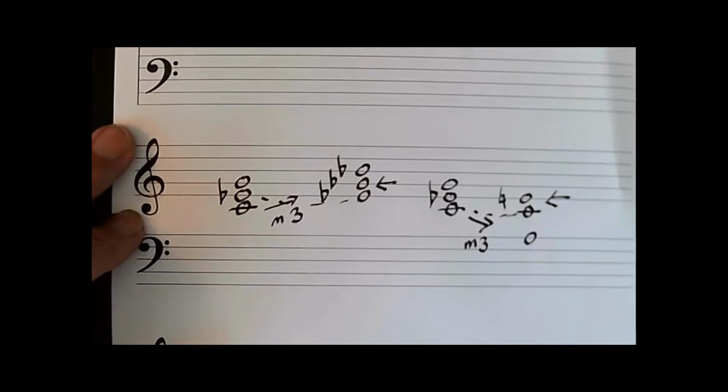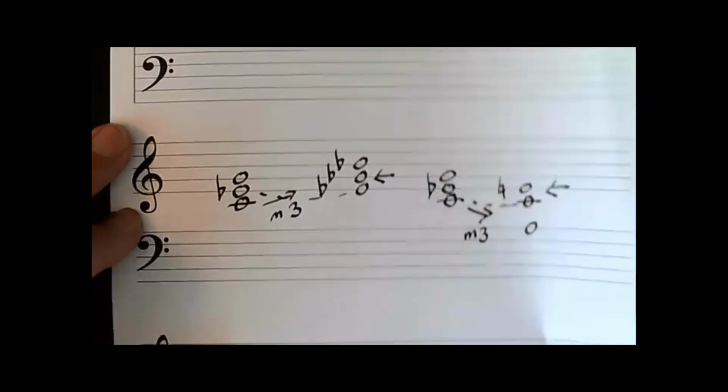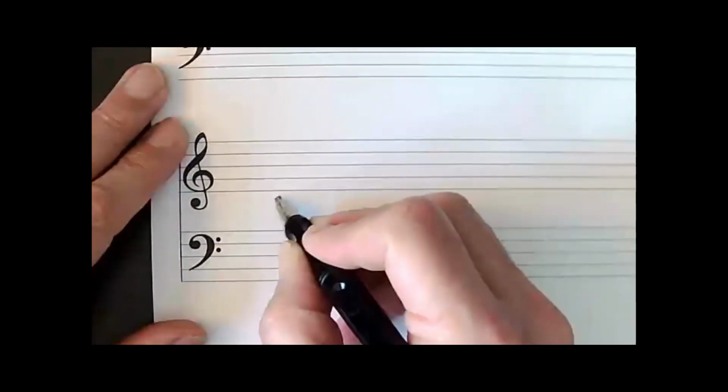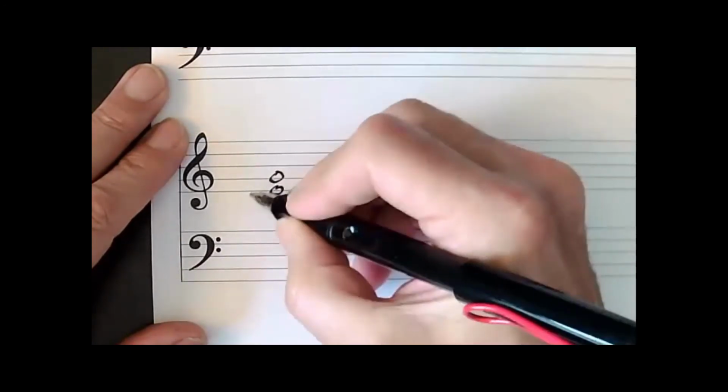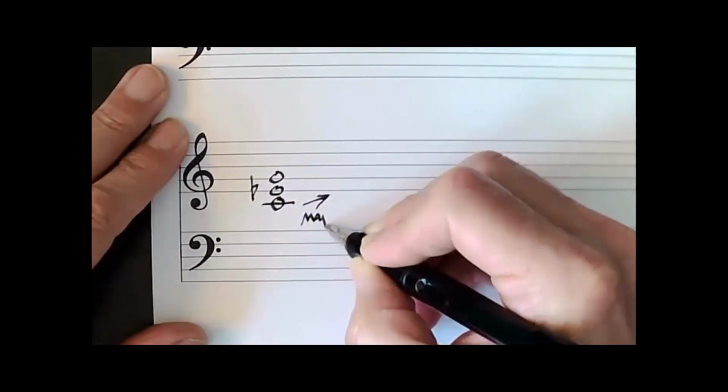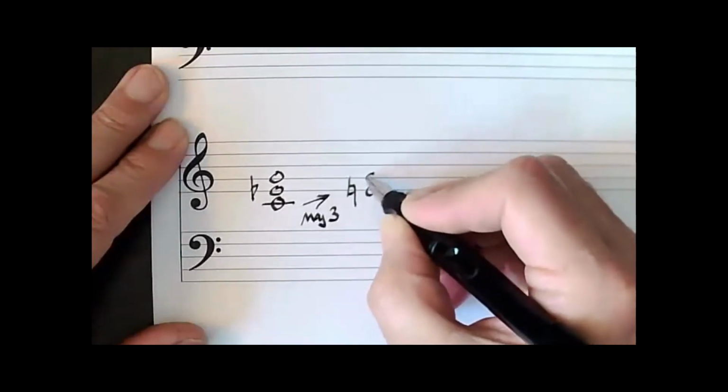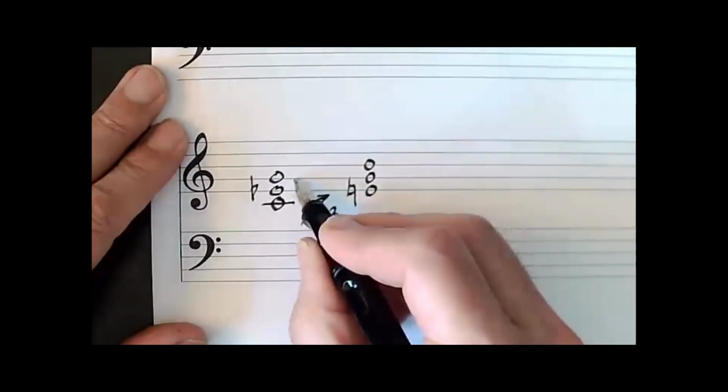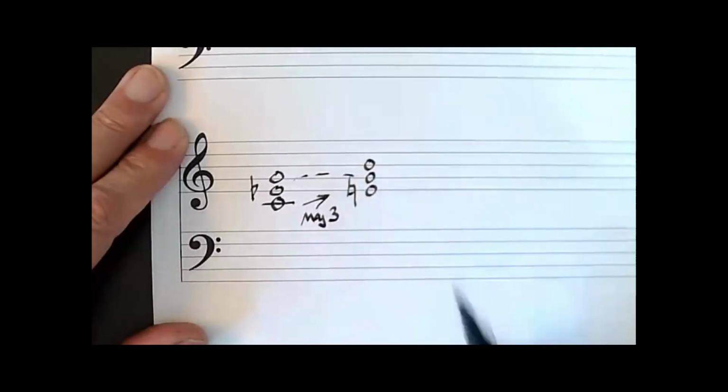And the final progression to explore are these minor triads, in this case moving up a major third. And when we do that from a C minor triad to an E minor triad, we have a common tone, G, and a chromatic conflict between the E flat and E natural.